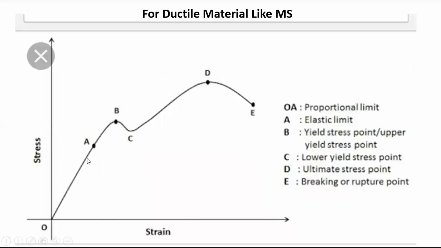You can see here there is stress on the y-axis and strain on the x-axis, and up to this point A, it is the proportional limit. That means stress is proportional to strain. That means I can write, let us say stress is sigma, directly proportional to strain. Then if I add a proportionality constant, that constant will be nothing but the Young's modulus, or any modulus. In case it is a shear stress, it will be the modulus of rigidity.